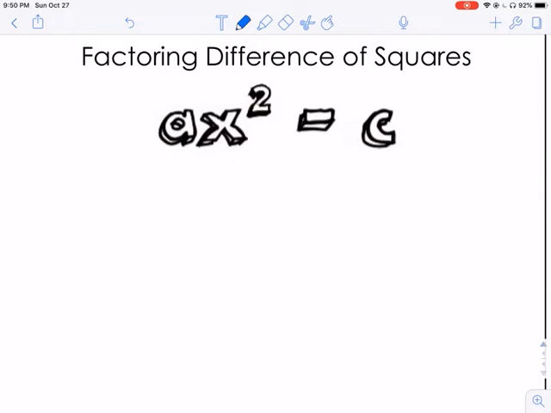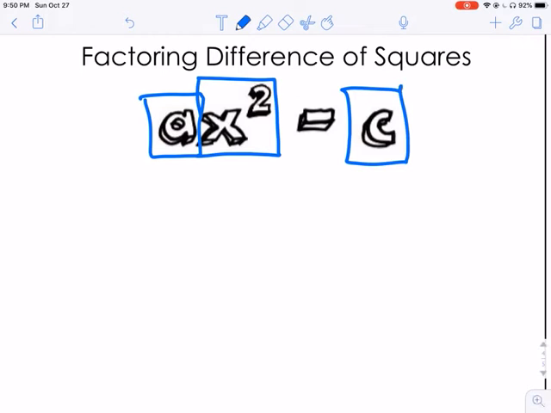This one takes a little bit of noticing, so you have to notice that they're squares. In general, you'll see that this is a perfect square number. This is x squared, or maybe x to the fourth, some kind of square variable. And then this is also a square.